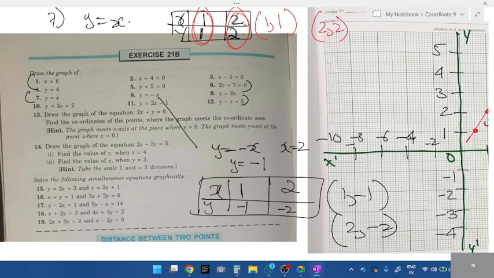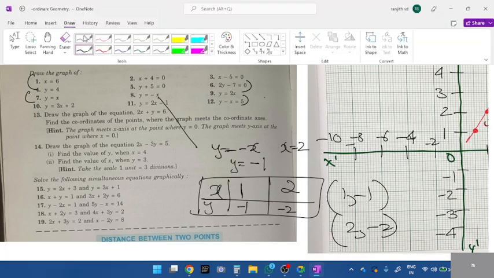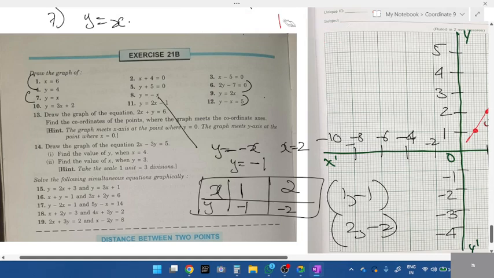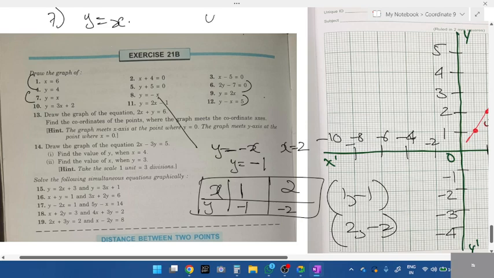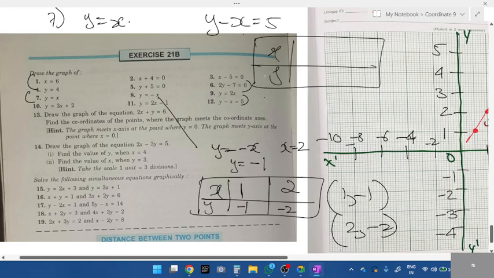Okay, try the next one. Skip everything, students. Try the 12th question. All of you try the 12th one. Take the equation, substitute, put any value for x and y. Take two values. y minus x is equal to 5. Take x is equal to 1 and 2.